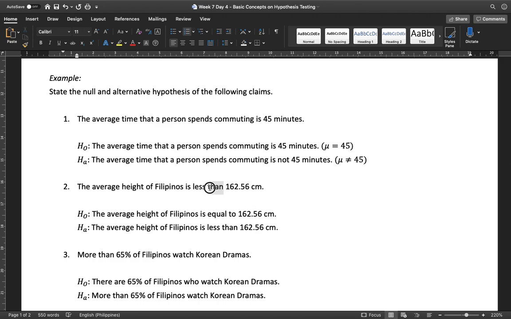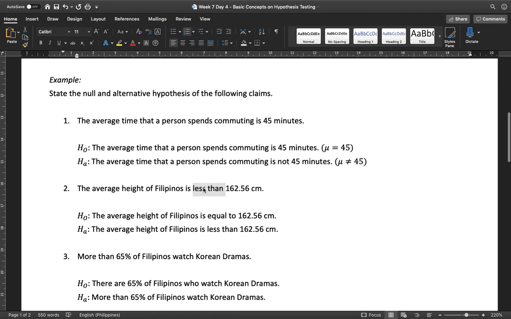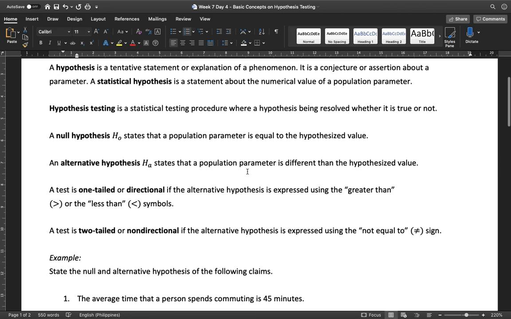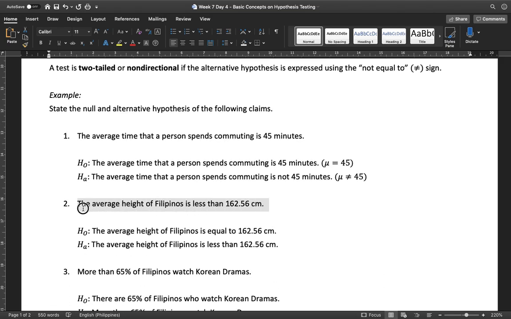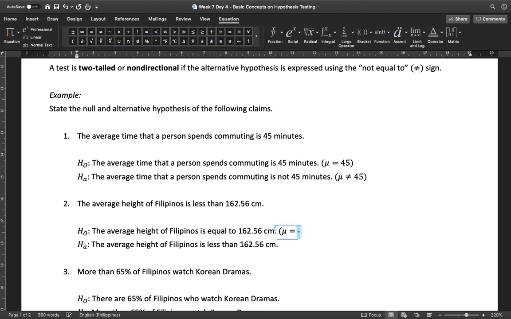So we make use of this less than here. Sino ang gumagamit ng less than? Ah, alternative hypothesis, using less than or greater than. So, itong claim na to, papasok siya kay alternative hypothesis. So, yung null hypothesis natin, dapat equal yung hypothesized value pati population parameter. So, yung parameter natin na average height ng Filipino, equal siya kay 162.56.